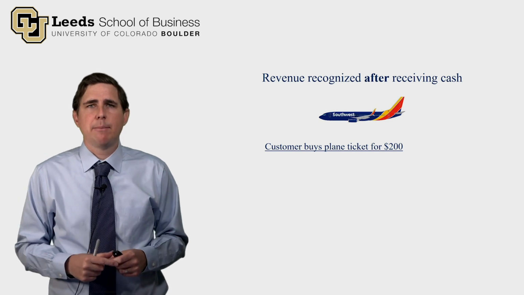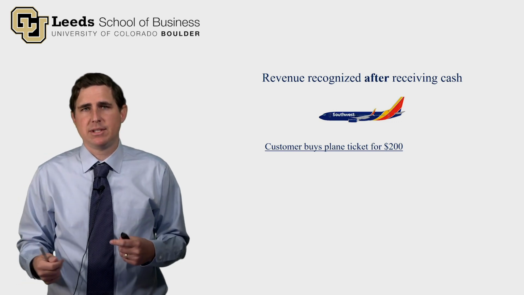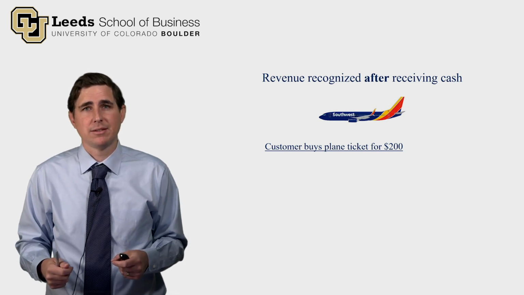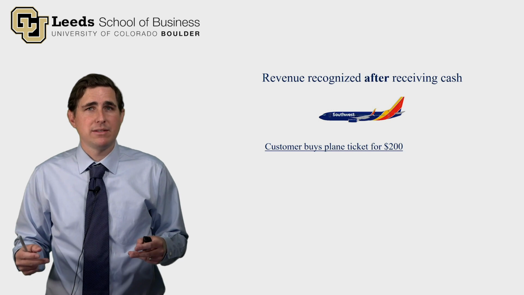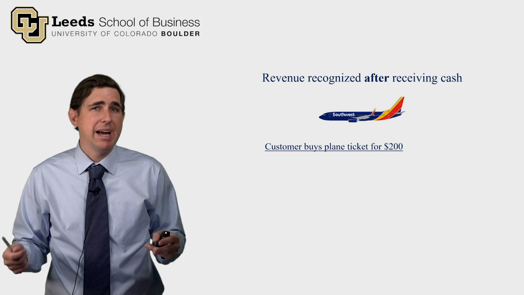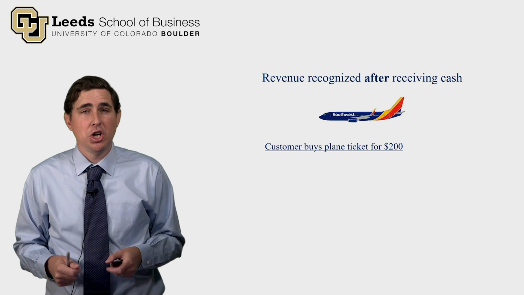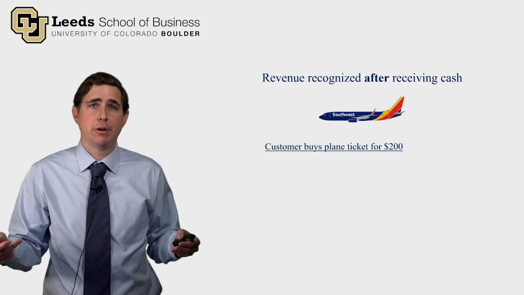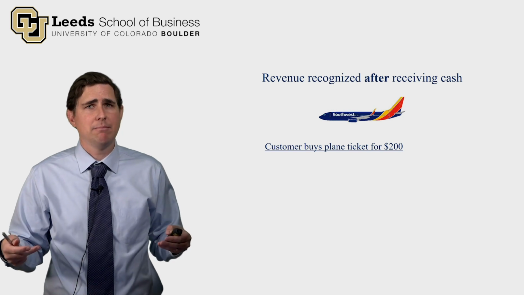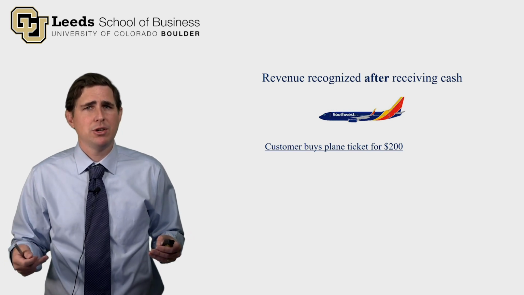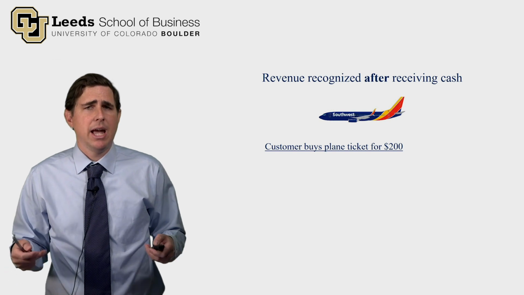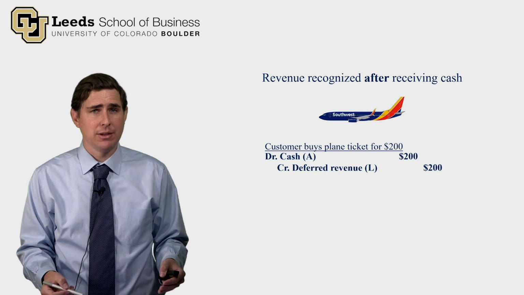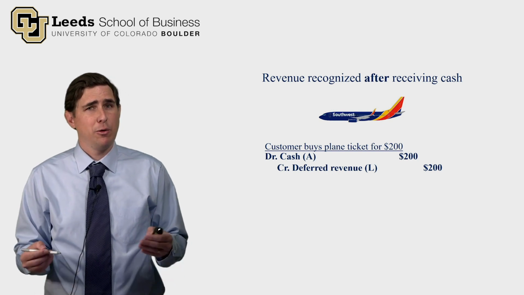Finally, we'll talk about an example where revenue is recognized after receiving cash. And for this arrangement, we'll talk about Southwest Airlines. So you go onto the Southwest Airlines website and you buy a plane ticket for $200. You give Southwest $200 of cash. They now have $200 of cash. Have they earned it yet? Have they satisfied their performance obligation? They have not.